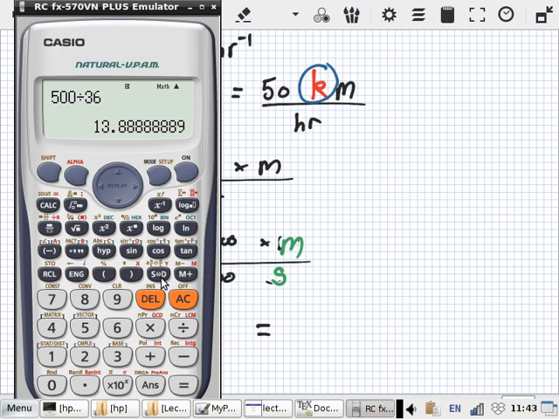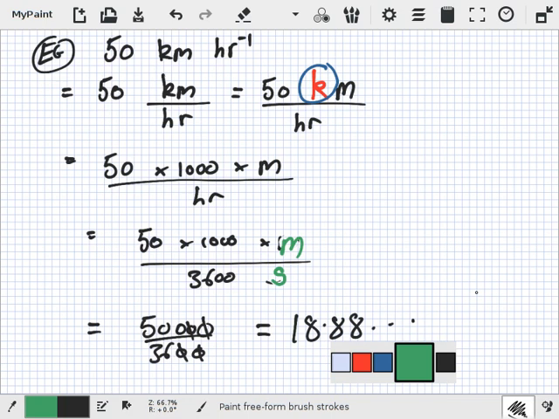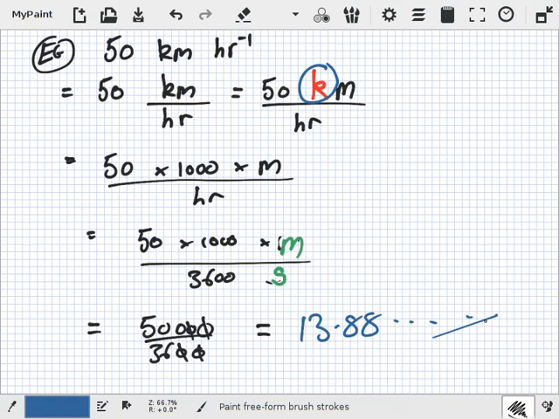Now, in the exam, 13.88, etc., etc., etc. In the exam, for your final answer, they like you to use 3 significant figures, meaning you go 1, 2, 3 digits. So the answer would be 13.8. Oh, sorry, no, 13.9 meters per second will be the final answer.